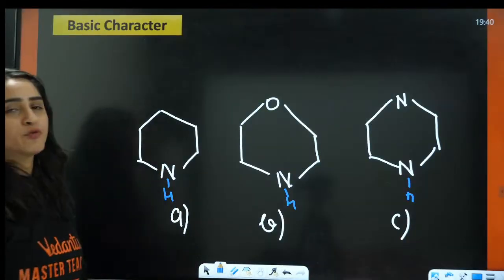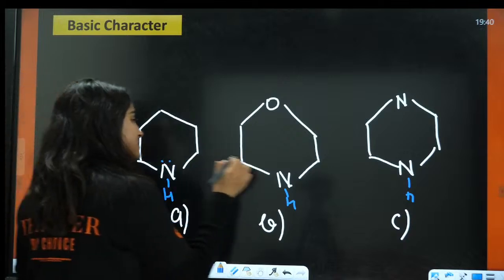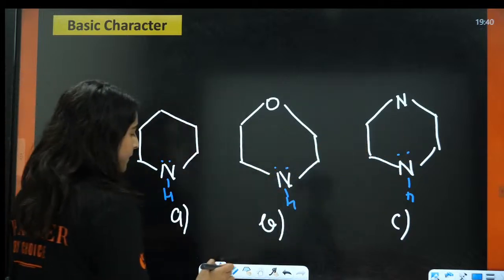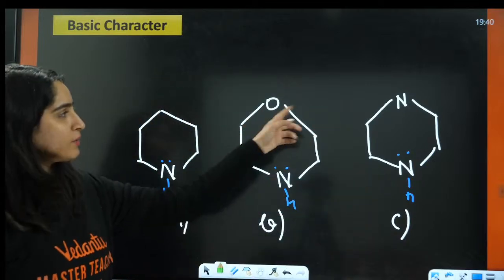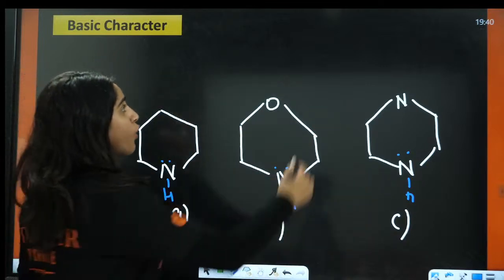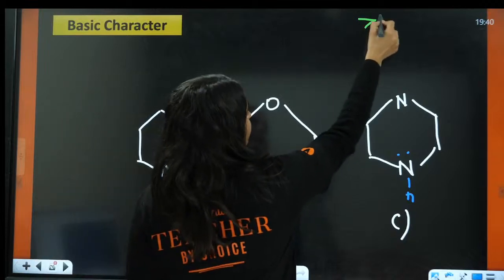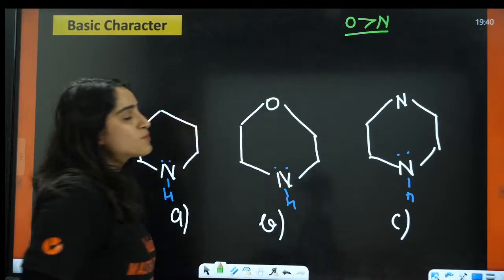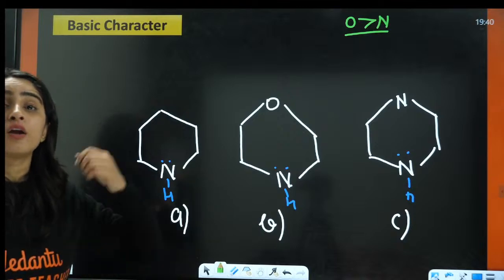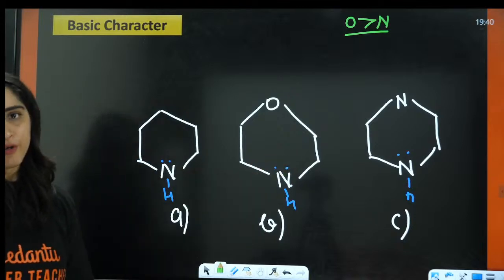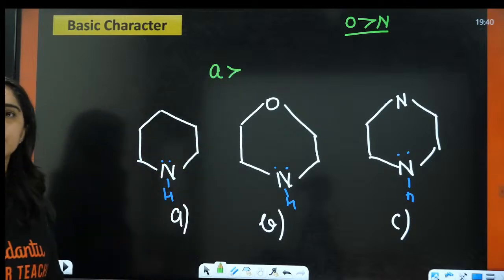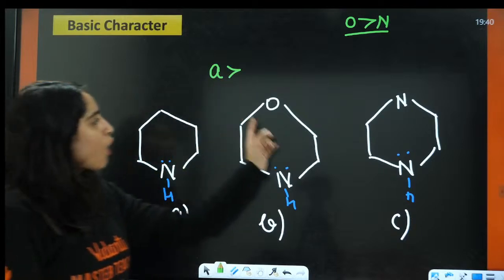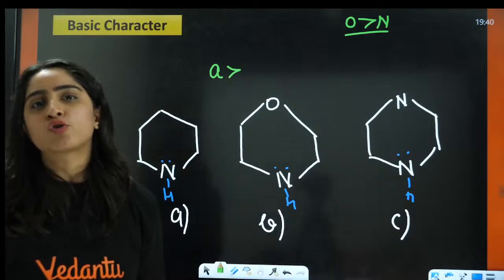And that is why we are going to focus on this lone pair present. Okay? So now you have one group here, one atom here and one atom here. We know oxygen is more electronegative than nitrogen. This means oxygen is more electron withdrawing as compared to nitrogen. A will be the most stable because it doesn't have any electron withdrawing group. Oxygen and nitrogen both are electron withdrawing.